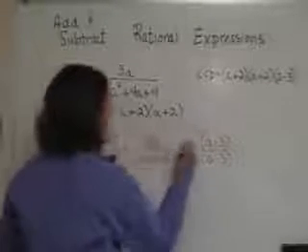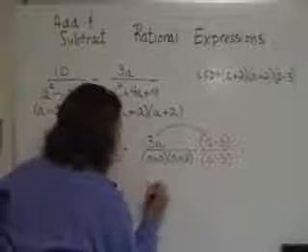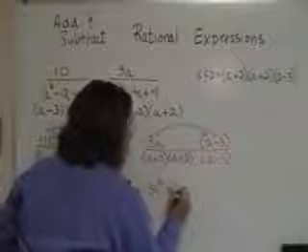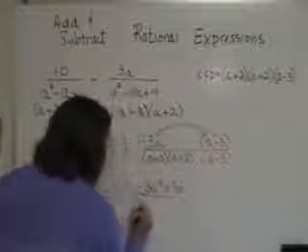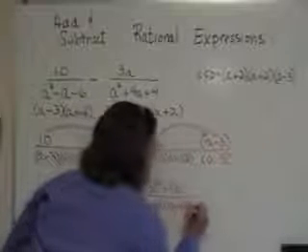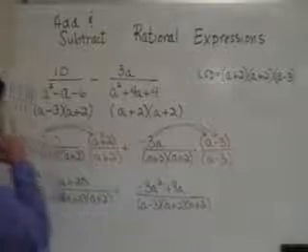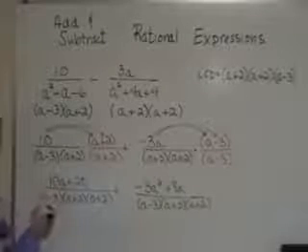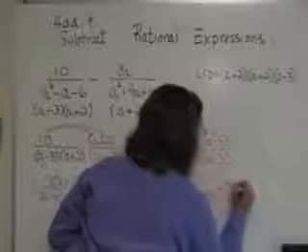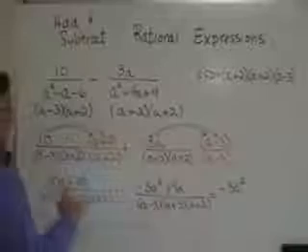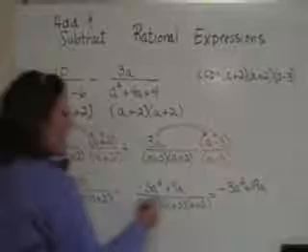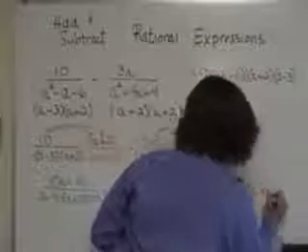A negative 3a times a is a minus 3a squared, and a minus 3a times a minus 3 is a positive 9a, over the a minus 3 times the a plus 2 times the a plus 2. Next, I'm going to combine my like terms in the numerator. The 3a squared is all alone. I'll have a minus 3a squared. The 9a and the 10a is a positive 19a. And finally, a positive 20 at the end.